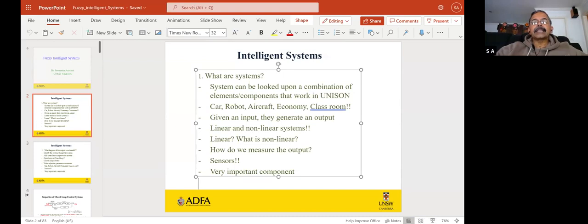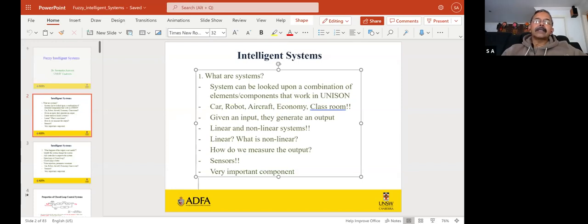But any practical system that we have got, like a car, a robot, an aircraft, or even a classroom which has got human beings, is basically a nonlinear system. So we have to deal with these nonlinear systems continuously in our practical life. But most of the tools have been developed for linear systems. So sometimes we try to approximate a nonlinear system as a linear system and try to do the work. But it may not be the right way of doing it because you are doing an approximation. So when you want accurate results, we try to deal with nonlinear systems directly.